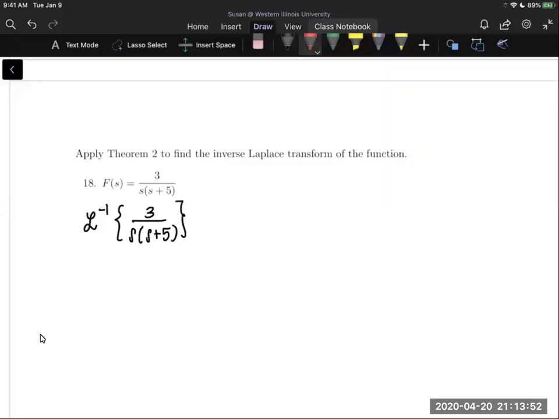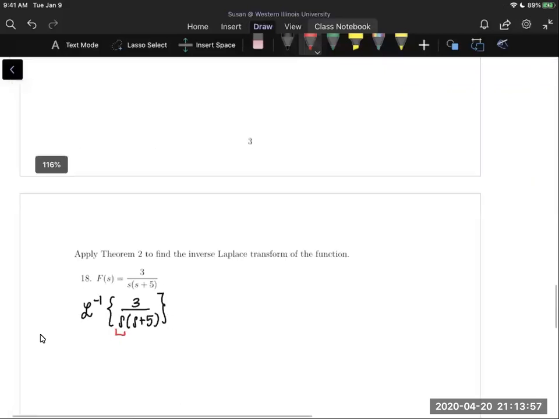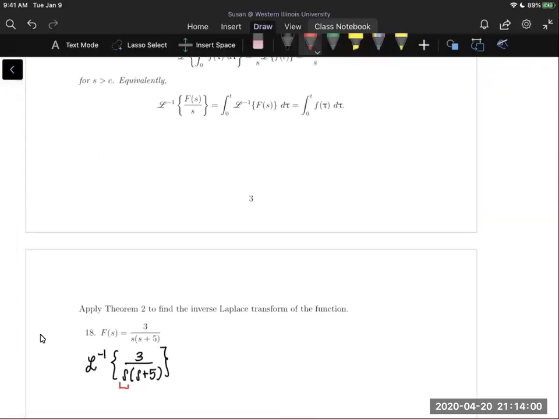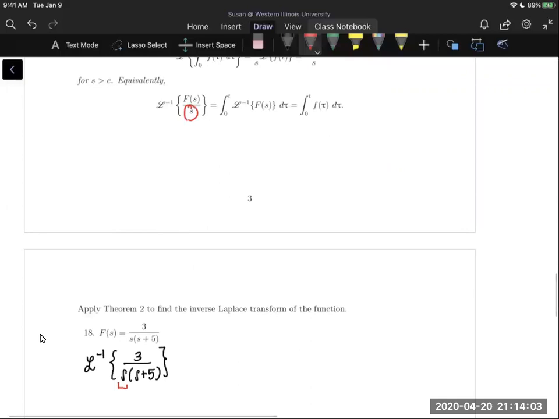So what we see here is this factor of s in the denominator. The previous theorem says we can deal with that s in the denominator and drop it so long as we introduce this integral. So let's do exactly that. This is going to become the integral from 0 to t of the inverse transform of what is now 3 over s plus 5 d tau.